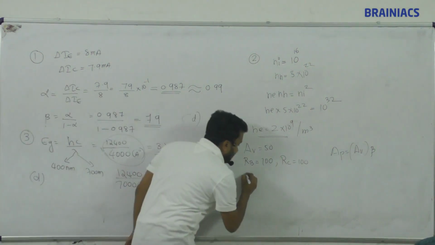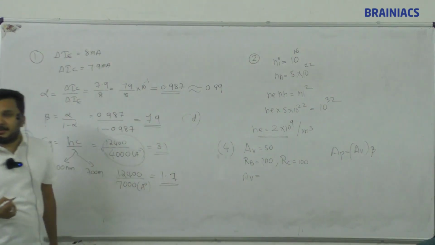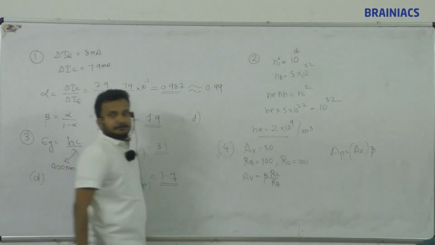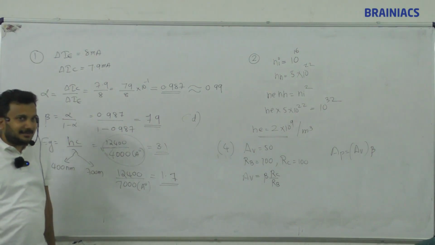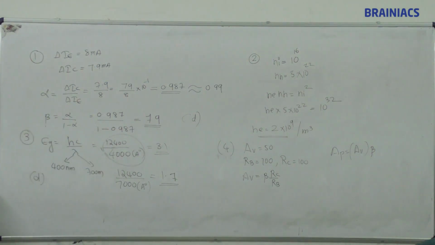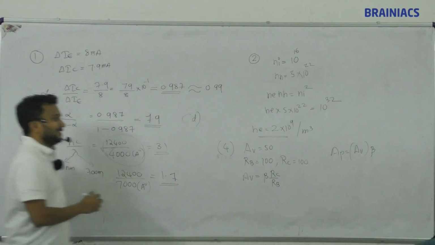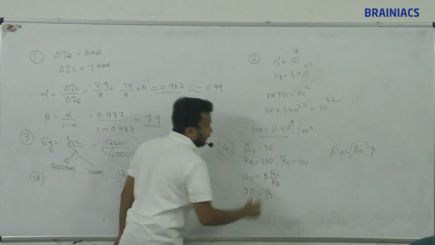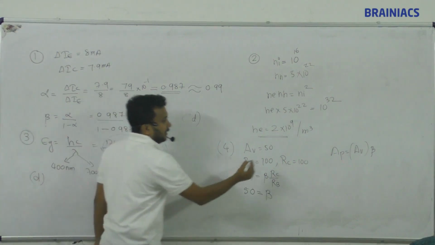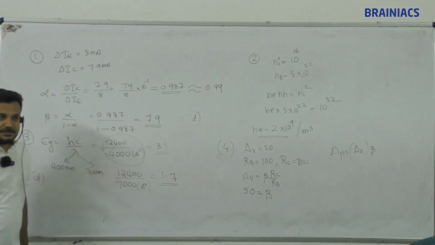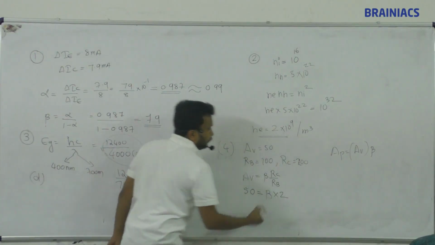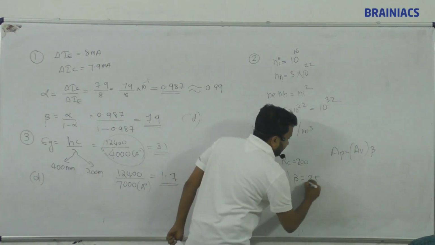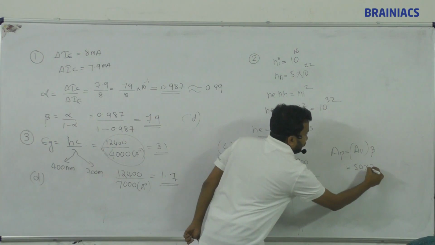Logic. Listen. What is voltage gain in terms of beta? Beta into RC by RB. From here, find beta. Then you can substitute there, right? So voltage gain 50 is equal to beta into RC by RB. RB is 100 and RC is 200, so RC by RB is 2. Correct. So beta is how much? Beta equals 25. Now you can substitute here 50 into 25.